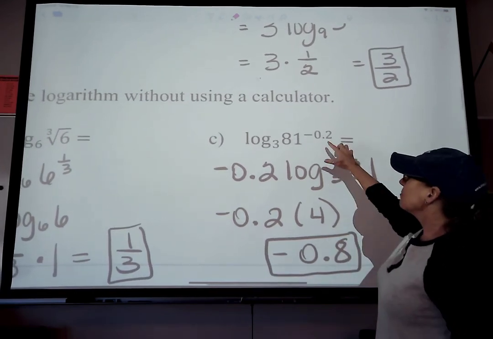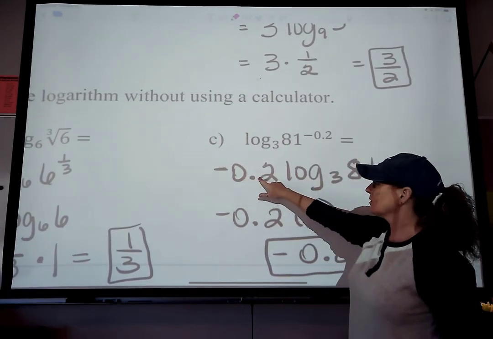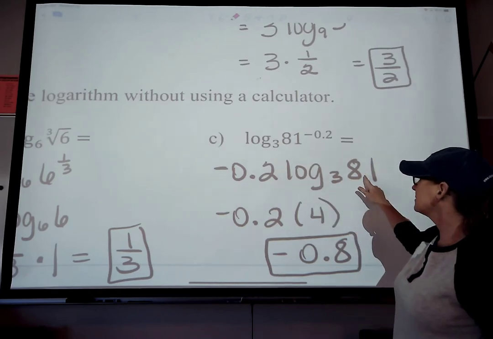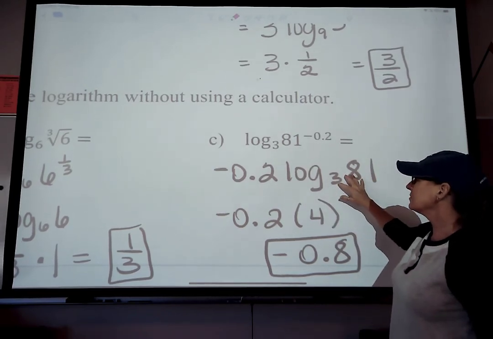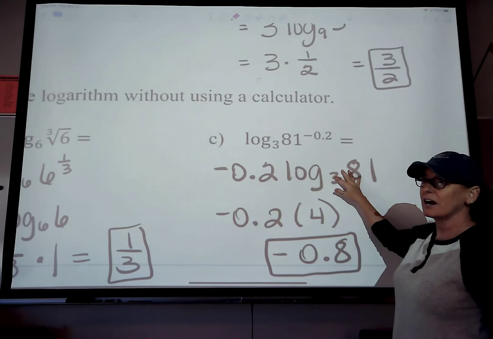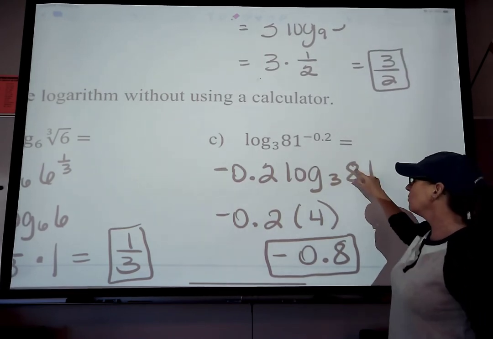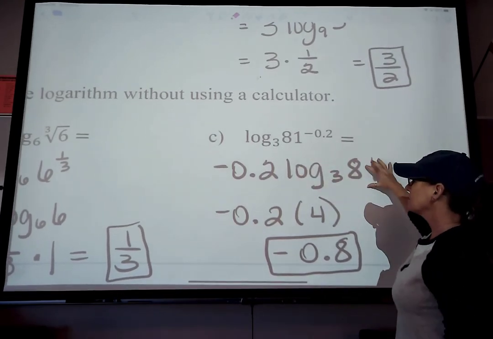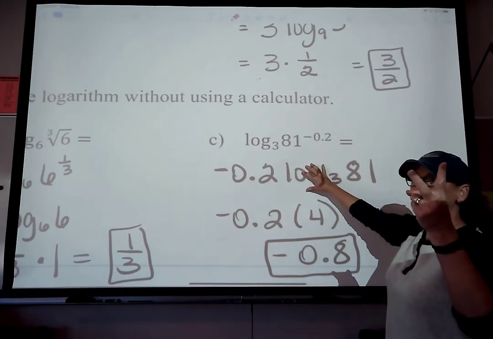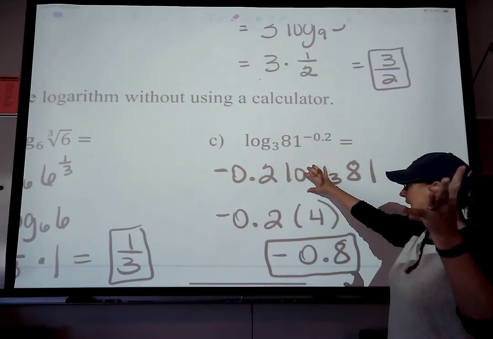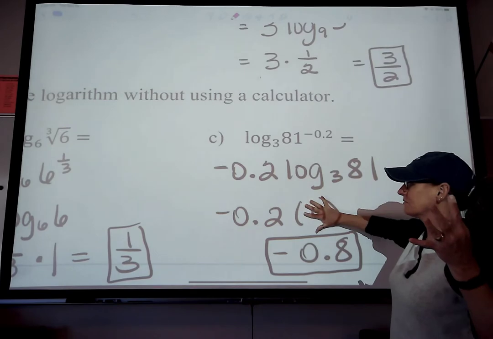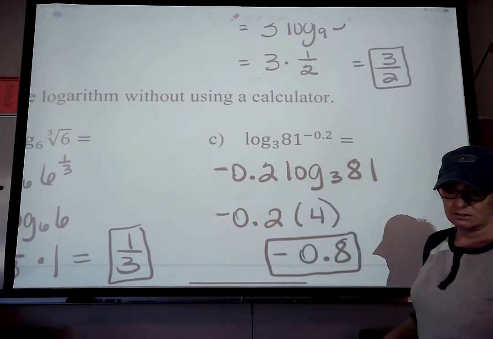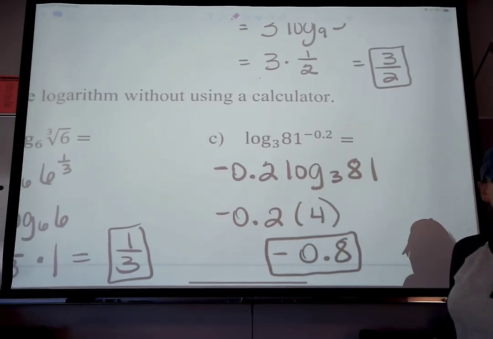Last one, I brought my exponent down to the front. So I've got that times log base 3 of 81. Ooh, log base 3 of 81. This is something you can figure out. 3 to the what is 81? So for this logarithm you can do 3, 9, 27, 81. The answer to this log is 4. So my answer to the problem is -0.8.